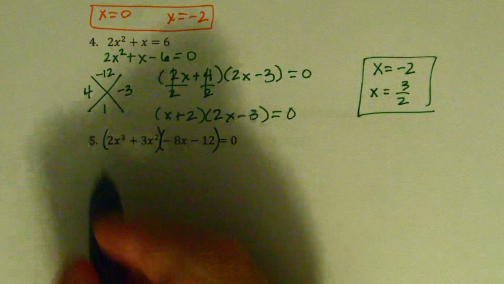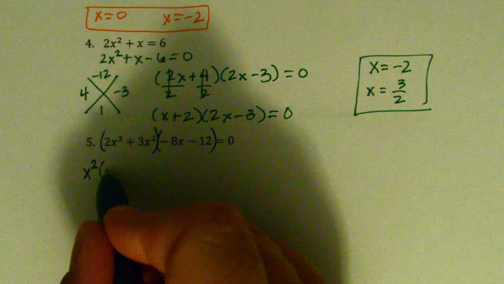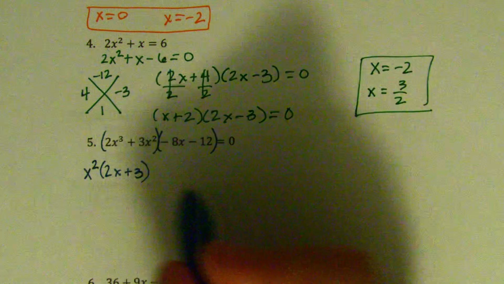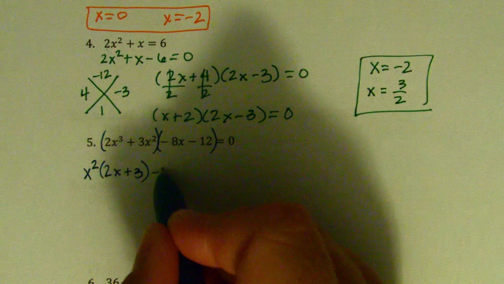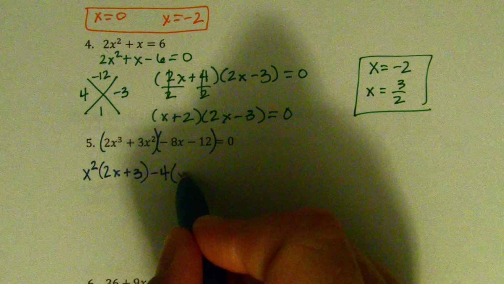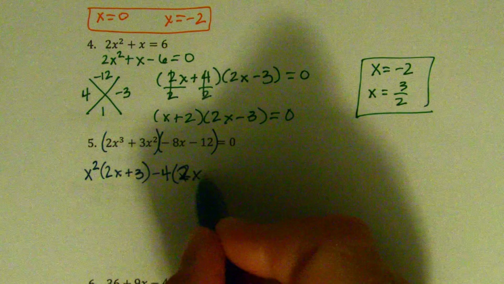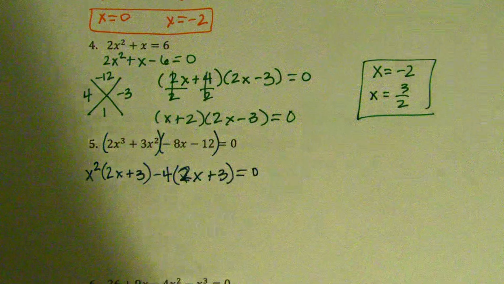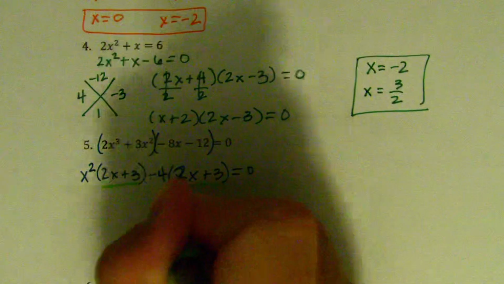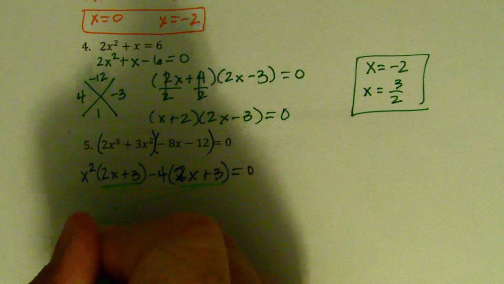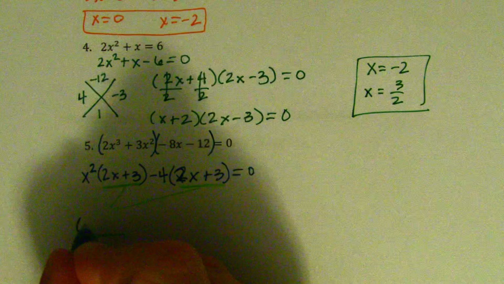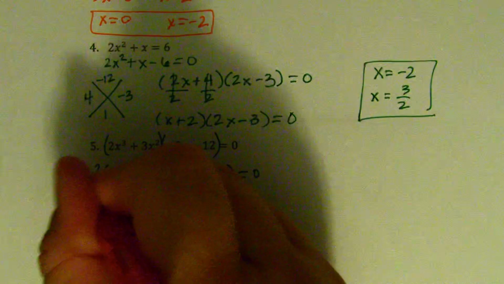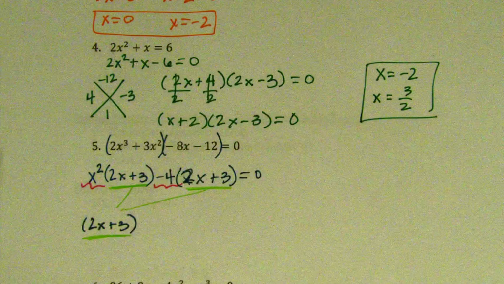And between these two terms, they have a common factor of x squared, left with 2x plus 3. And between negative 8x minus 12, they have a common factor of negative 4, and left with 2x plus 3. Now these two pieces are the same, so I can go ahead and pull those out. And I'll have 2x plus 3 pulled out. And then what I'm left with is x squared minus 4.